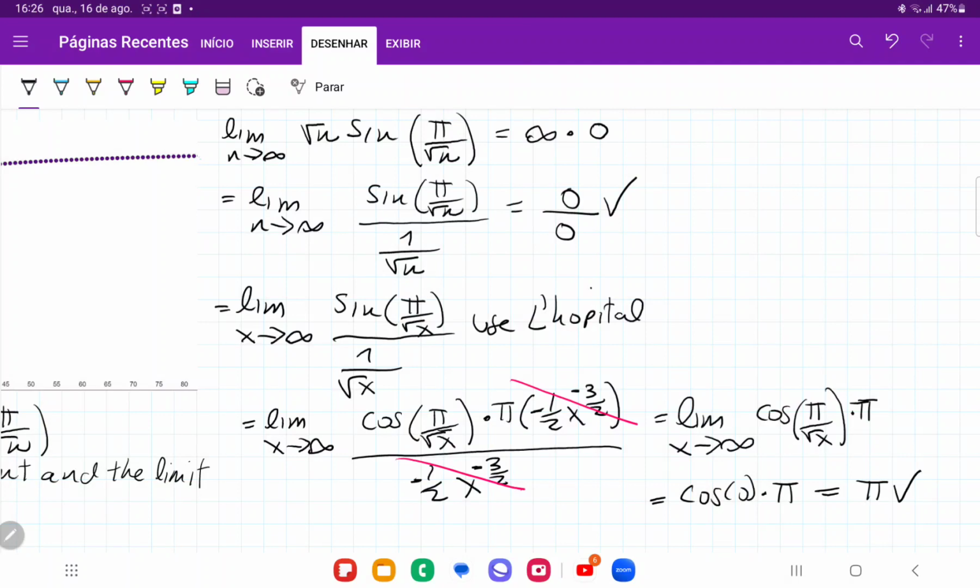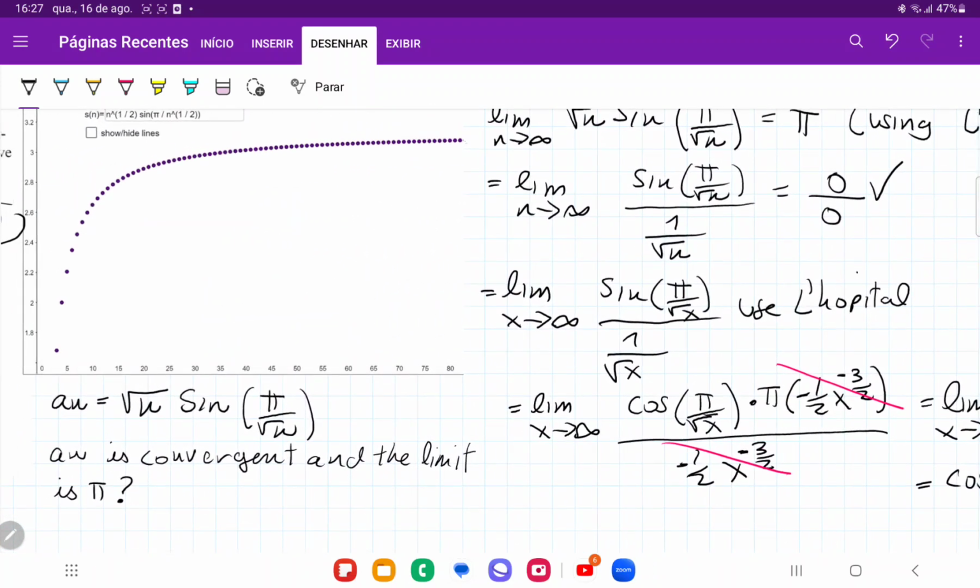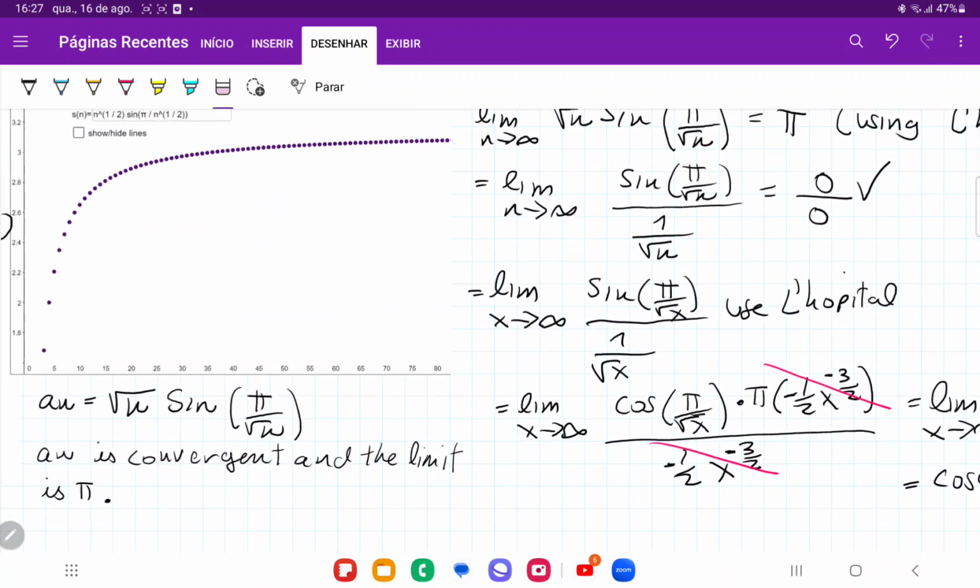Cosine of 0 is 1, so the limit is pi. And hey, we have proved here that this limit is pi, and we have proved it using L'Hopital. And so we can see that we have proved that our guess is correct. So we're just going to go ahead and remove this question mark and put a tick that our guess is in fact correct, and the sequence does converge to pi.